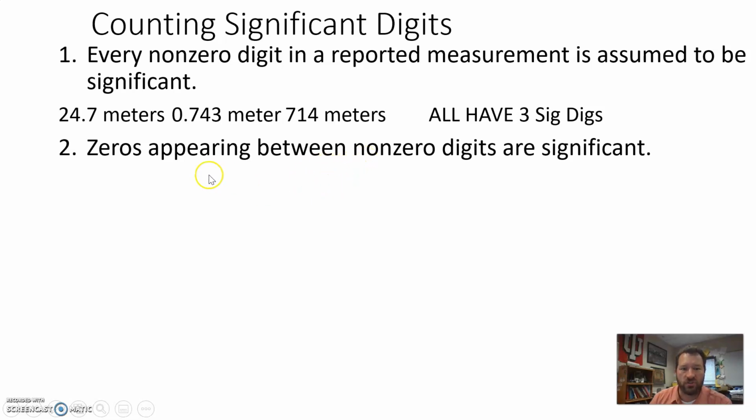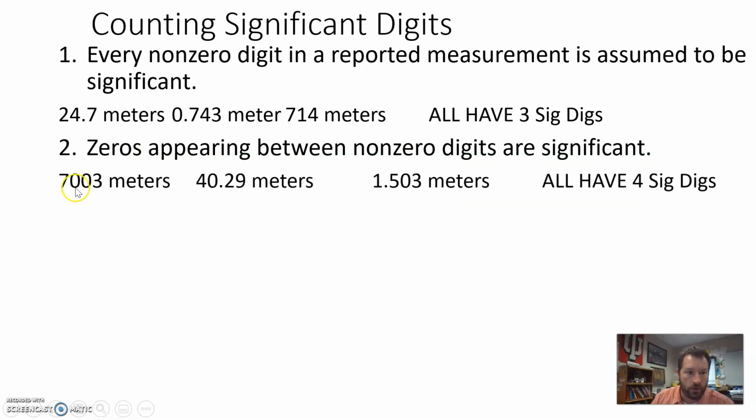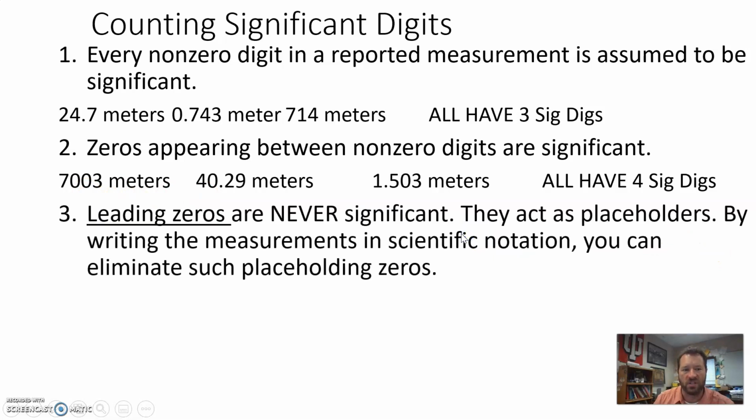Any sandwiched 0, these are zeros that are between non-zero digits, are significant. So here are a couple of sandwiched zeros. Guess what? They're significant. Here is a sandwiched 0. See how it's between the 4 and the 2? It's significant. Another sandwiched 0 between 5 and 3. All 3 of these values have 4 total significant digits.